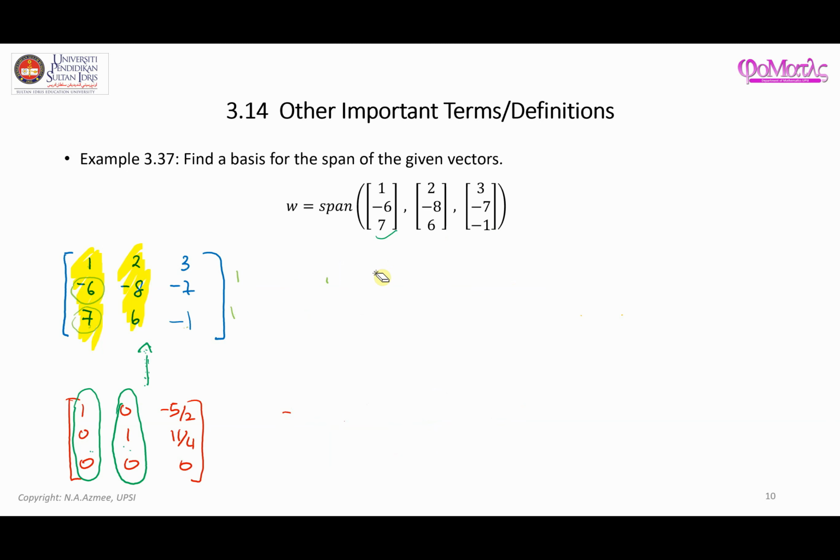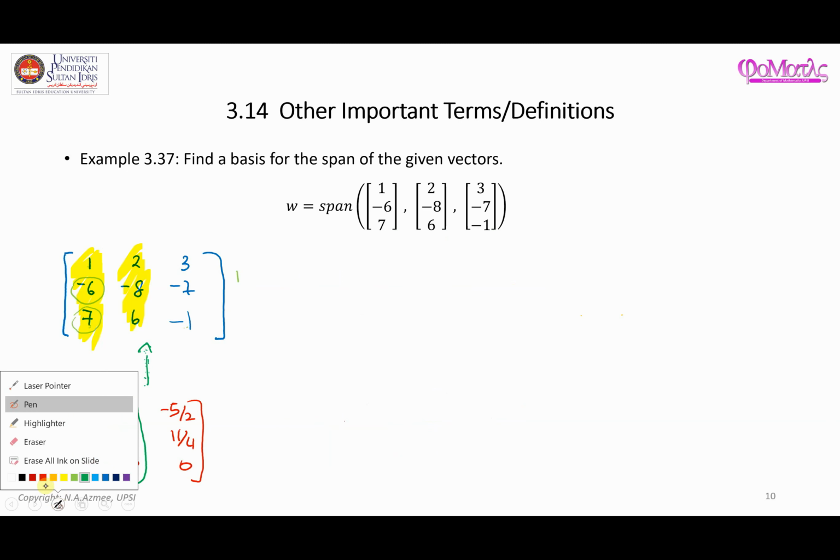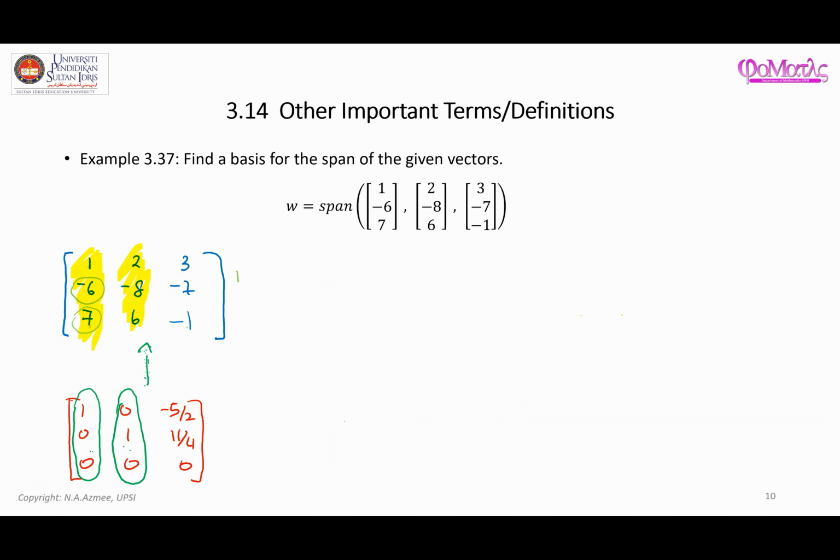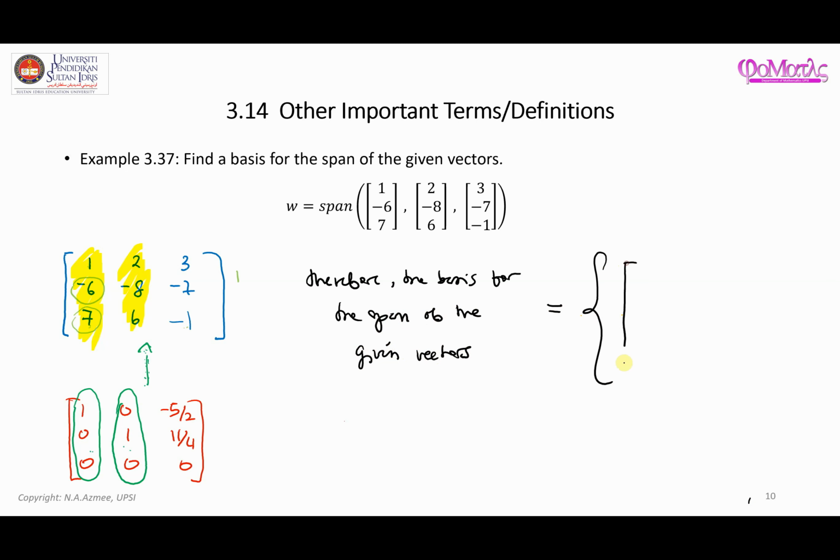Okay, so based on the results that we got, we can say that therefore the basis for the span of the given vectors is equal to 1, negative 6, 7 and 2, negative 8, 6. So this is the answer. Okay, right, let's move on to the next example.